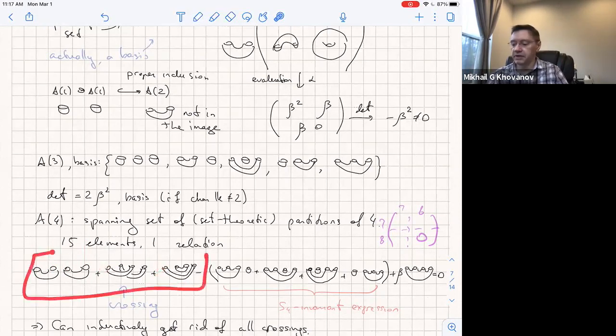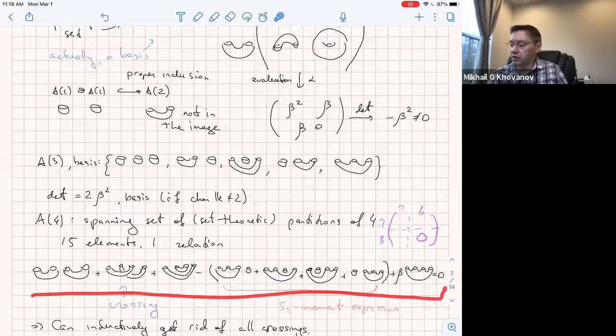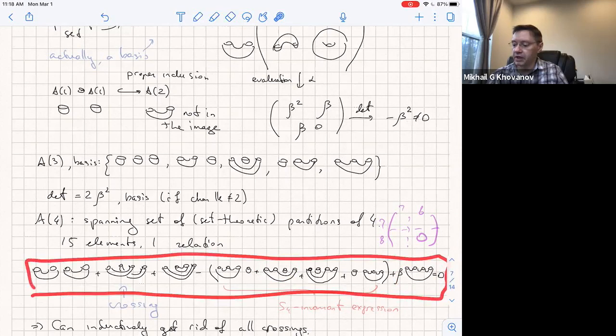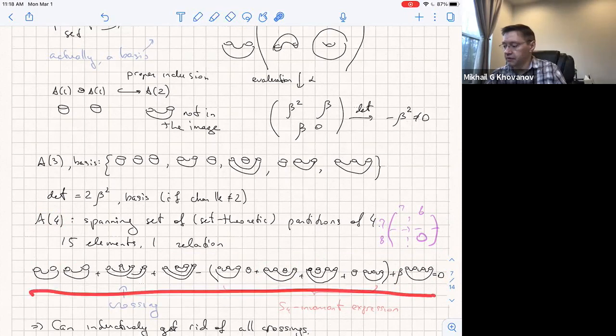These 3 elements are in one orbit of S4 action. These elements are in one orbit of S4 action. So permuting these 2 will give us this element. And this element is in an orbit by itself. So you can think of it as a linear combination on 8 vectors in the spanning set of A4. And this combination is invariant under the S4 action. And then this is the relation.